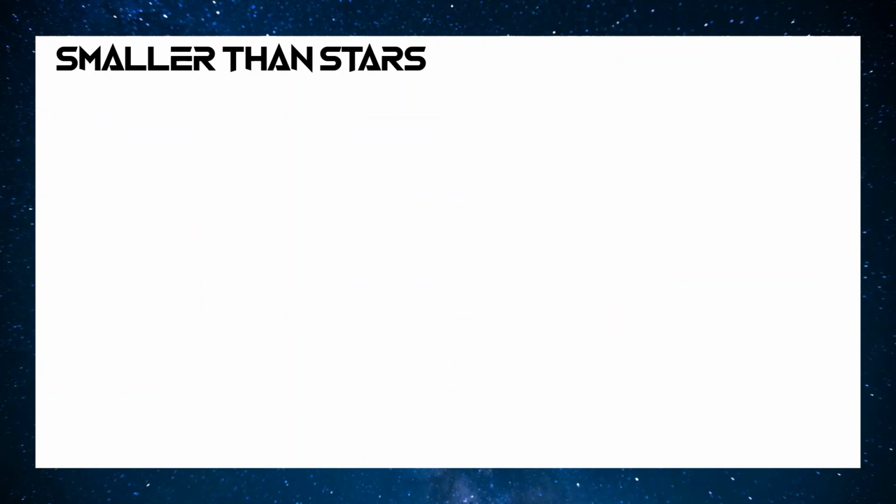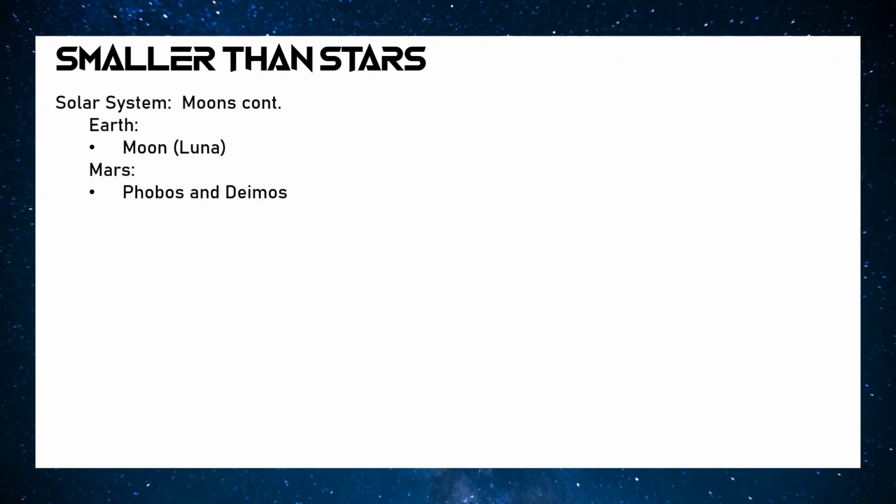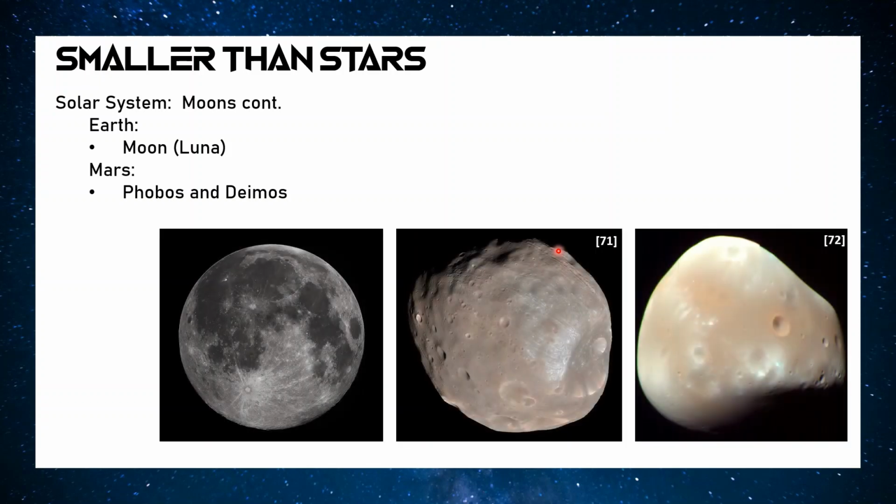Okay, if we want to look at all the moons by name, I'm not going to quite do that, but at least throw them up on the screen here. The first 2 are pretty easy. Earth has the Moon, aka Luna, and then Mars has Phobos and Deimos.